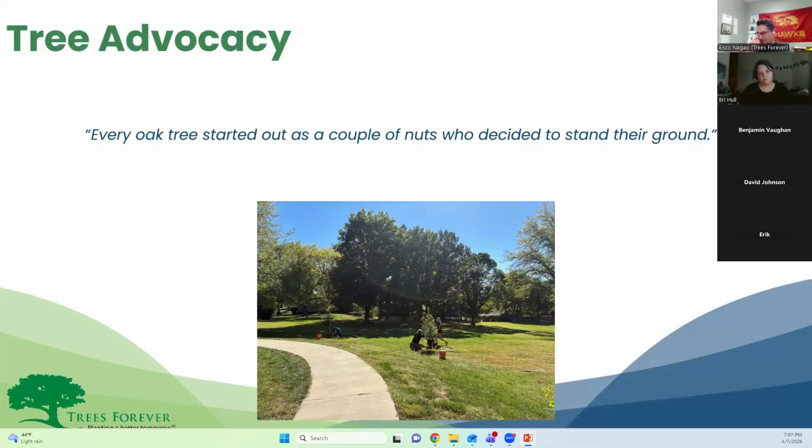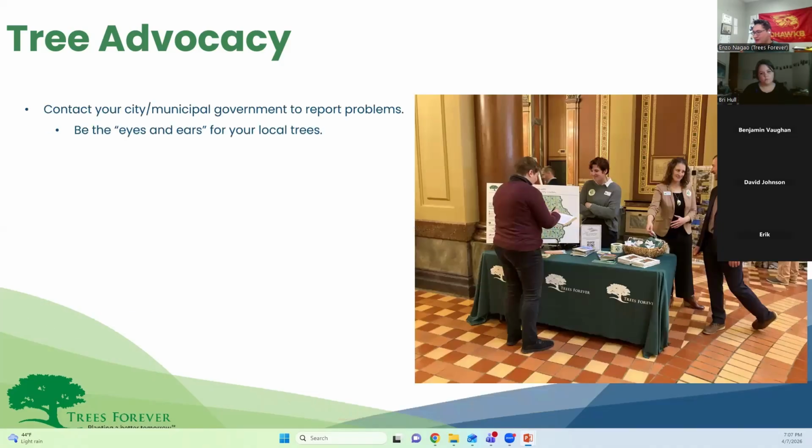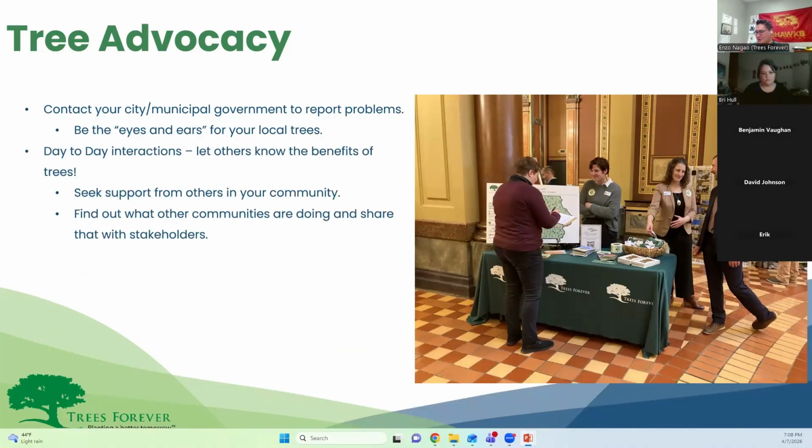Like I said, tree advocacy is a big part of what you can do as a tree keeper. Every oak tree started out as a couple of nuts who decided to stand their ground. We love that quote around here. Iowa was originally 20% forest, and today it is 4%. So we need lots of work to restore that. Be the eyes and ears for your local trees. Reach out to your local Parks and Rec department, your forestry department. If you see trees that are struggling and need pruning, it can be very helpful to shout that out to people and make sure that gets taken care of.